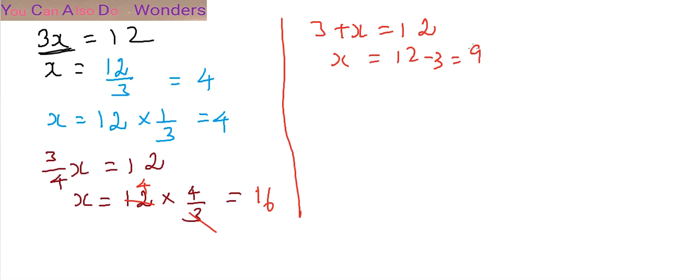So if 3x is 12, x is equal to 12 by 3, or 12 into 1 by 3. So here we divide. In this case, your sign will not change. If there are two terms and you want part of it, the sign changes.